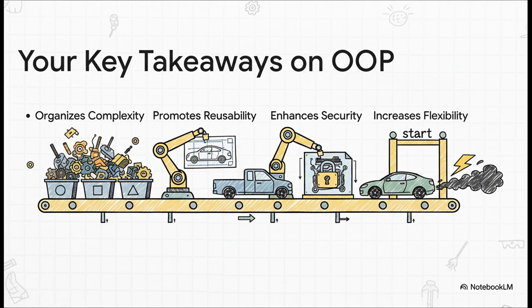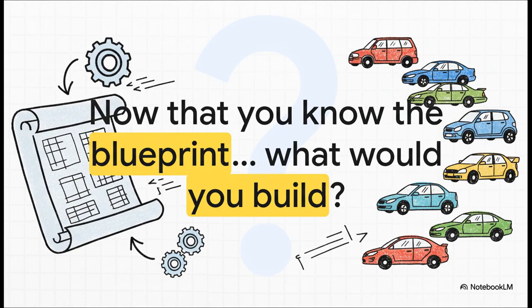It promotes reusability with inheritance, which saves a ton of time. It enhances security with encapsulation, protecting your data. And it increases flexibility with polymorphism, letting your code adapt to just about anything. When you put all these principles together, you get this incredibly powerful blueprint for building robust, scalable, and maintainable software. These are the tools that let developers build the amazing and complex digital world that we all live in. So really, the only question left is, now that you understand the blueprint, what would you build?